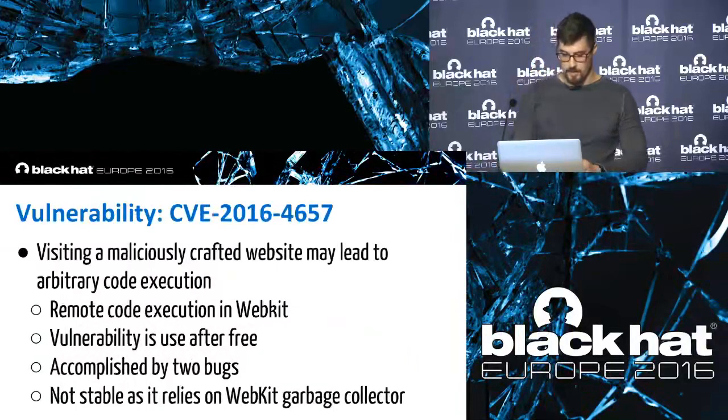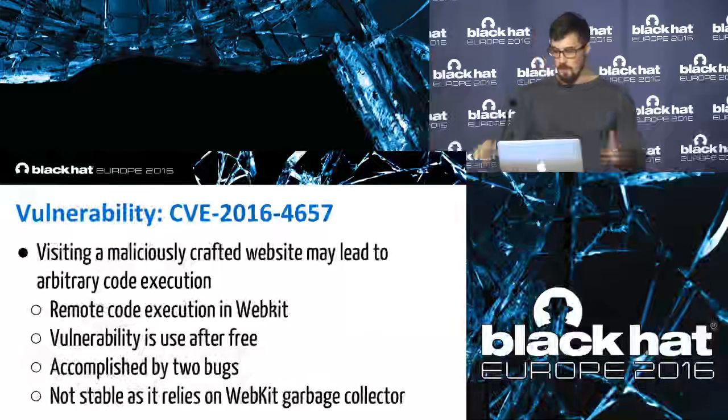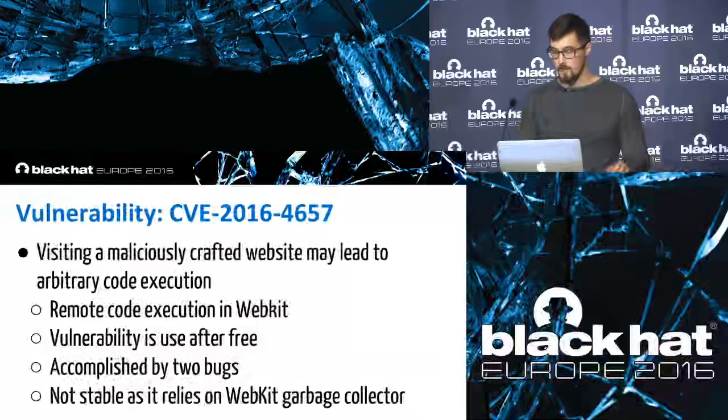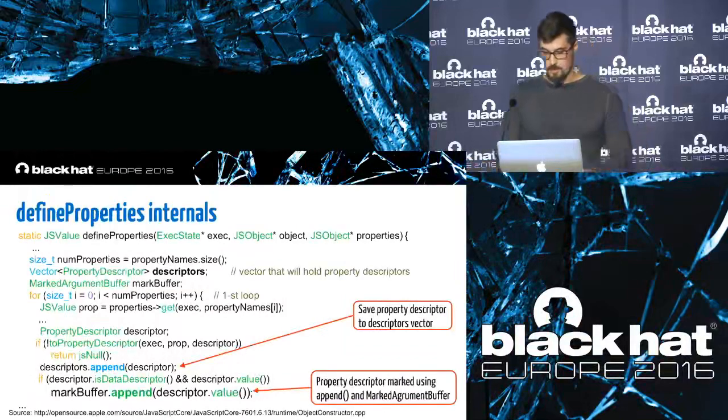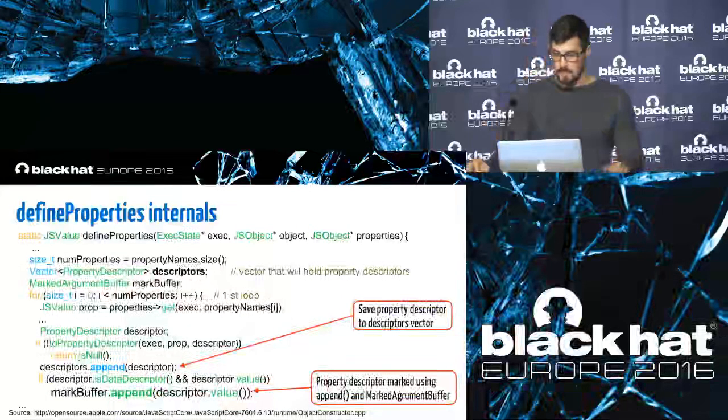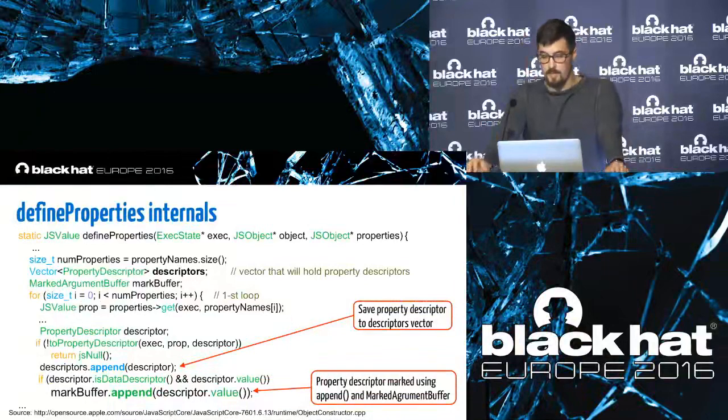I will check it in detail. So CVE-2016-4657 is a remote code execution in WebKit. It exploits a use-after-free vulnerability that is specially crafted by using 2 bugs. And the exploit, as we see, is not that stable, as it relies on the WebKit garbage collector. So how does it work? The problem exists in the slowAppend method of the MarkedArgumentBuffer, and it can be exploited by using slowAppend in the defineProperties method.